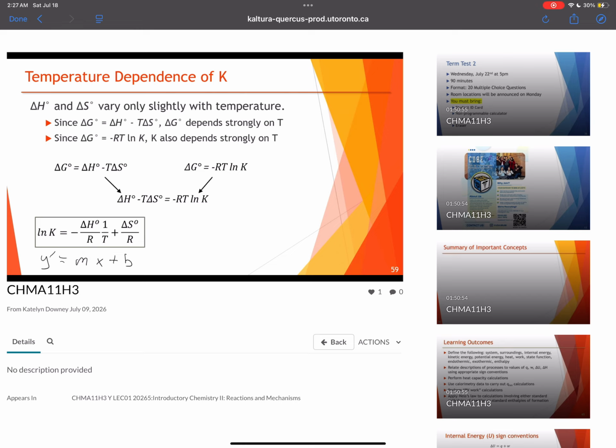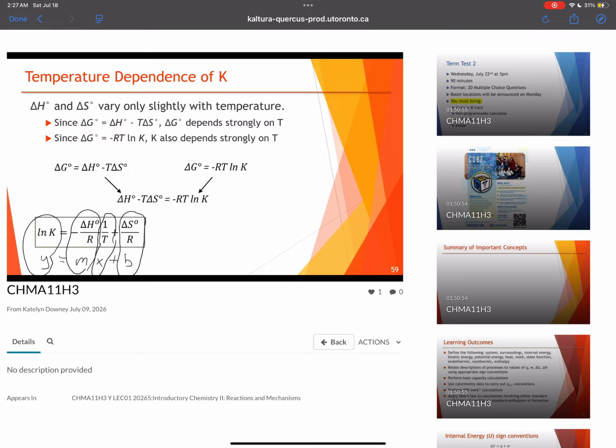My y value is ln k. My m value, my slope, is equal to negative delta H over R. My x value, so what I'd be plotting on my x-axis, is 1 over T. And my b value, so my y-intercept, is equal to my change in entropy over R.